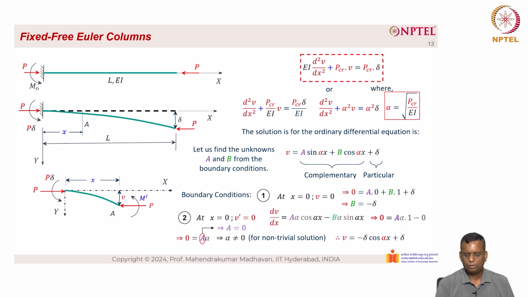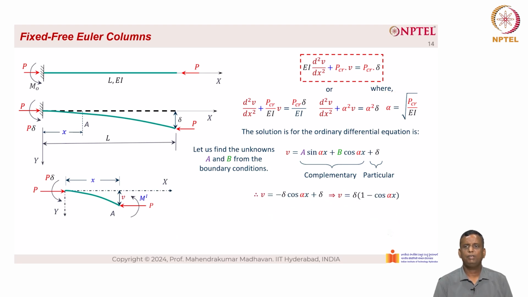Why alpha cannot be 0? Because alpha is a function of your P critical. So if P critical is 0, then there is no buckling that takes place. So because of which A should be 0. Therefore, V equal to minus delta cos alpha x plus delta is the equation for lateral displacement. We have V equal to delta into 1 minus cos alpha x.